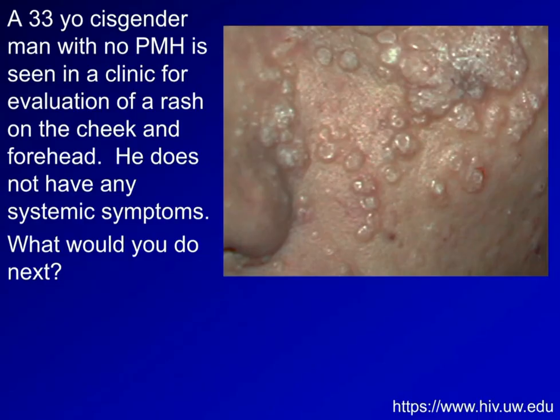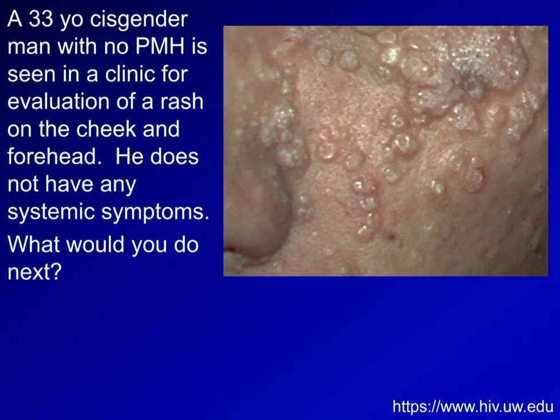All right, who wants to grab this one? 23-year-old cisgender man with no past medical history, seen in clinic for evaluation of a rash on the cheek and forehead. He does not have any systemic symptoms. So what do you think? What does that look like? Molluscum, yeah. And on what part of the body? Face. Yeah. And is it like one lesion or many, lots? So what are you concerned might be going on here?